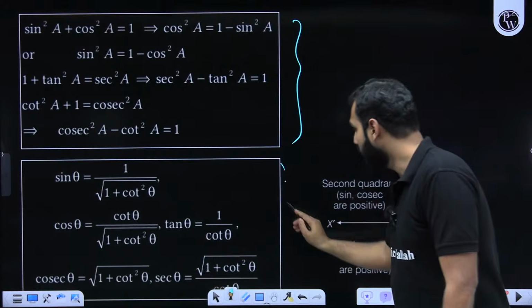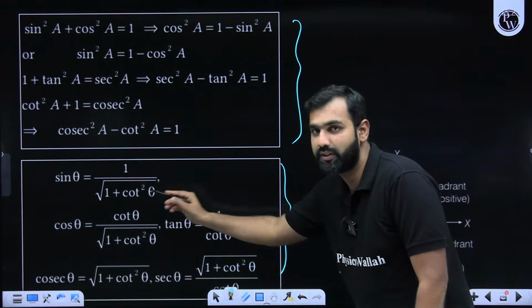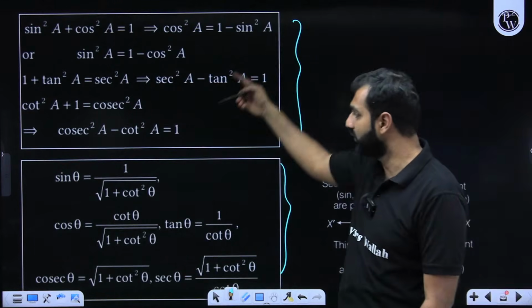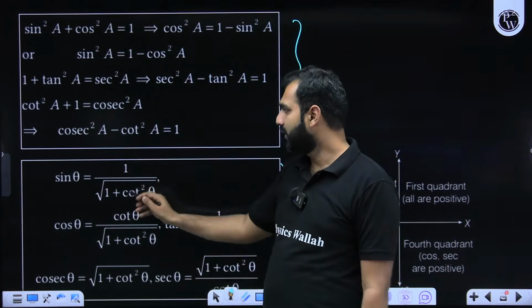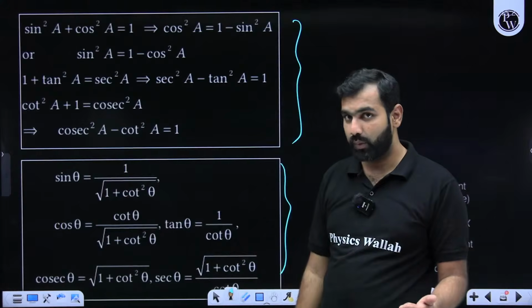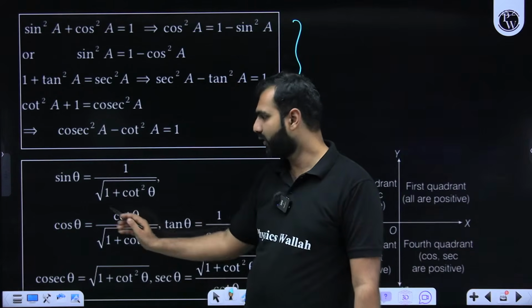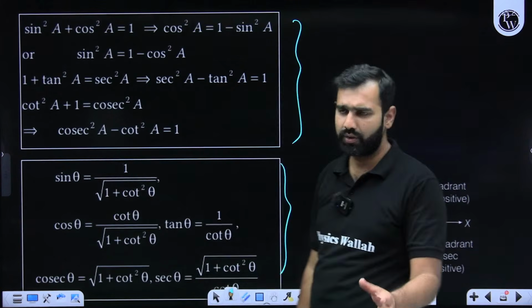This is how you convert a trigonometric ratio into another trigonometric ratio. With the help of these only you convert them. For example, let's take sine theta. It can be written as 1 upon under root of 1 plus cot square theta. Why? Because when you rearrange it, you get this. I hope you understood this.